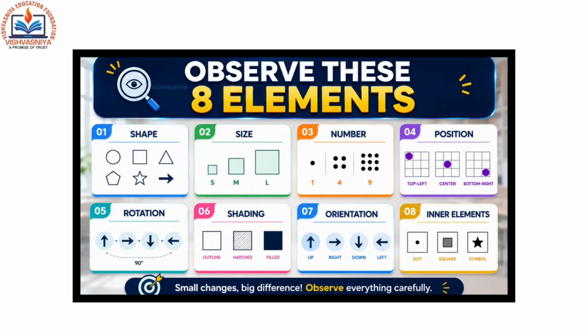Whenever you solve a reasoning question, always check these 8 visual elements. Observe the shape, size, number of objects, position, and rotation. Also check shading, direction, and inner symbols. Most students make mistakes because they ignore one small change.